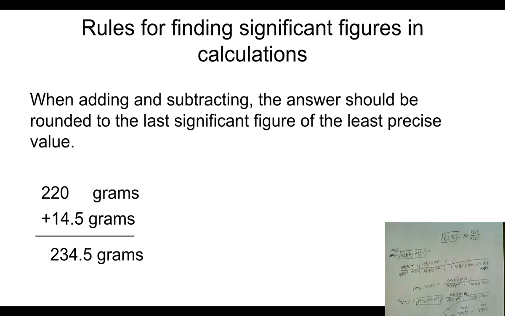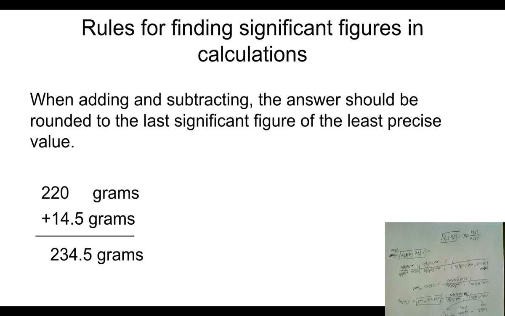However, when you look at this, the 220 is rounded off to the tens place. The 14.5 is given to us in the tenths place. So which one is least precise? Tens place or tenths place? Well, it's the tens place. So we need to round this number off to the tens place. So we have 234.5. So the tens place is the 3. So we look at the 4.